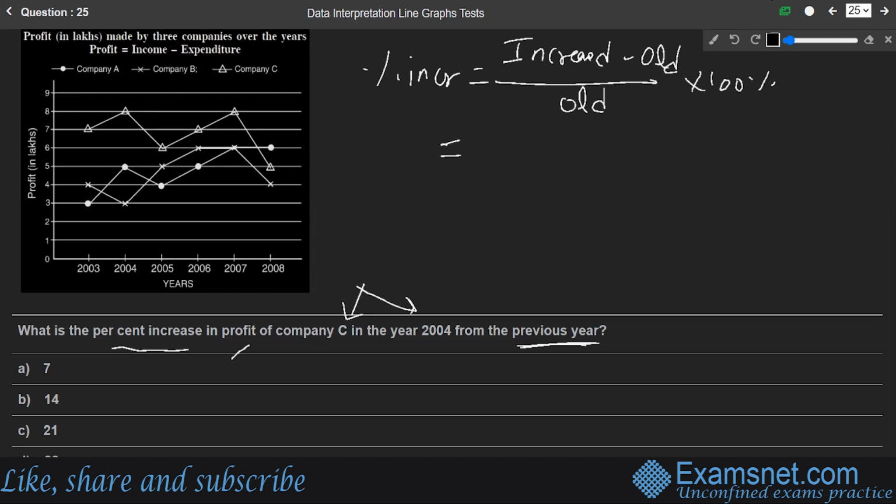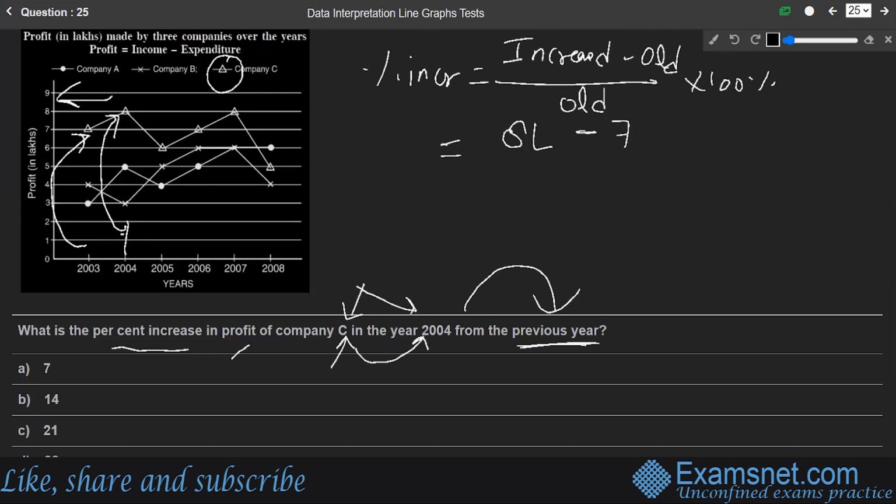So let us see the increased value. Increased value will be found from the profit of company C in the year 2004. So let us see the 2004 line, and we have to see for company C. That's why we have to see the hollow triangle. In the line of 2004, we see the hollow triangle here, which is at value 8 lakh. So 8 lakh is the increased value, minus the older value, which is from the previous year he asked. Previous year from 2004 is 2003. So in the line of 2003, I am supposed to see again company C. That is the triangle in 2003, and the triangle in 2003 is at the 7 mark. So the value becomes 7 lakh.